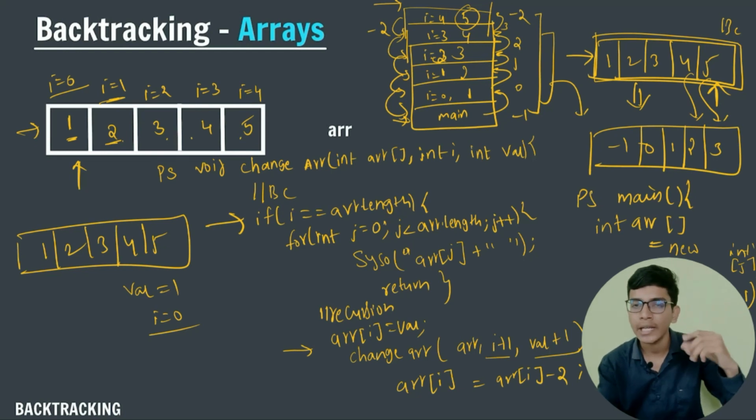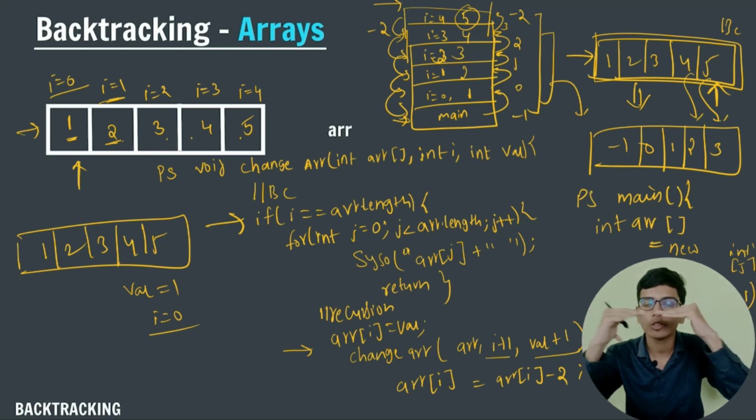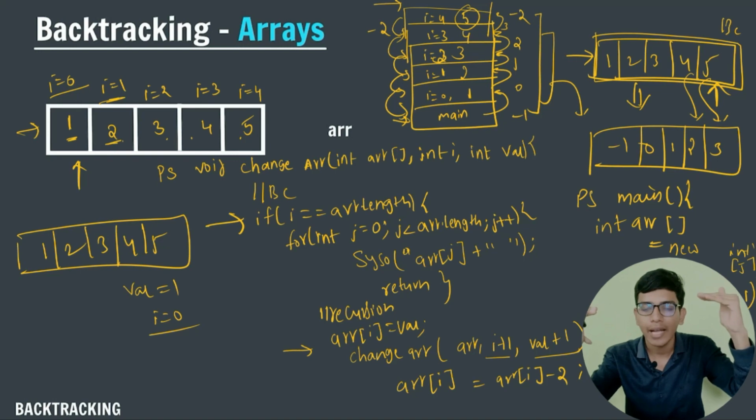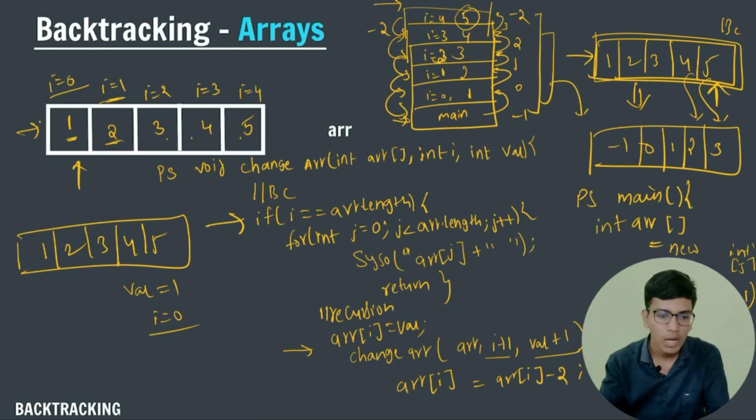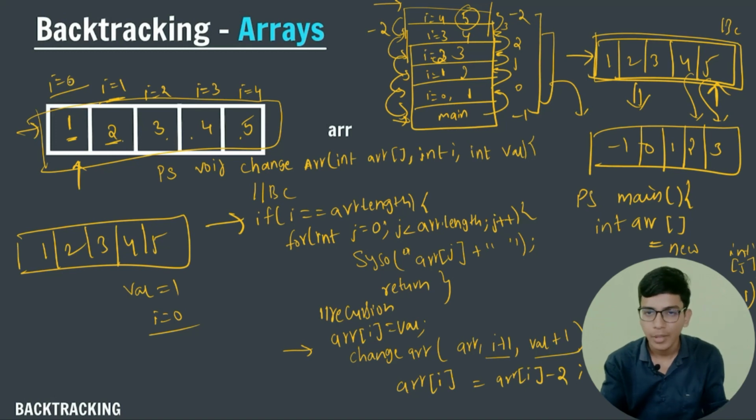After assigning, when I hit my base case, what is my base case? That is when my i value becomes the array length. If both values, the length of the array and the i value, are the same, then first of all I am printing this particular array. After that I am returning from my main program.